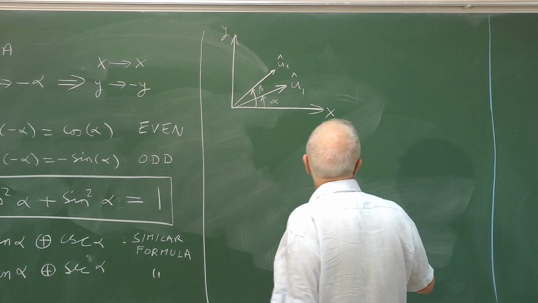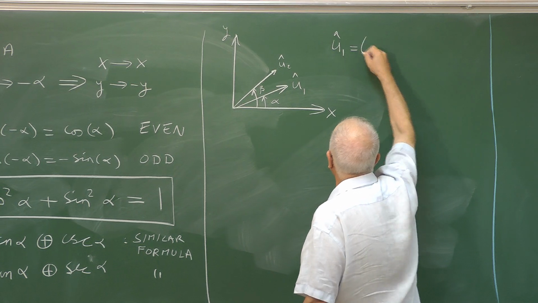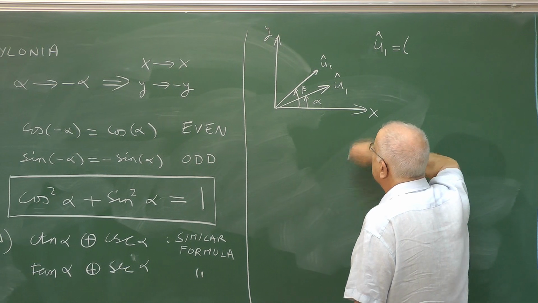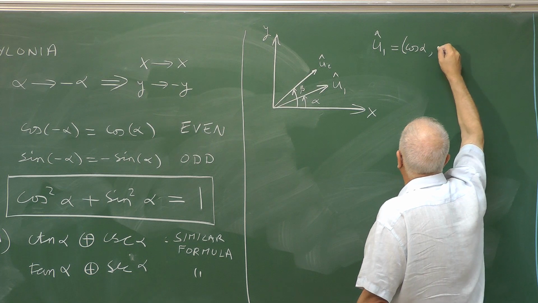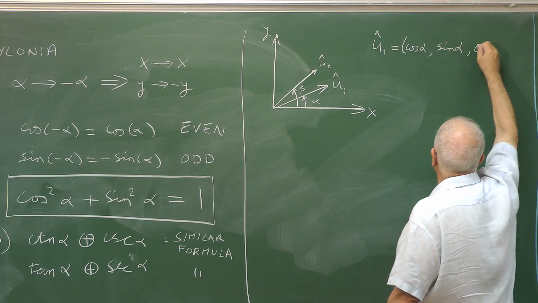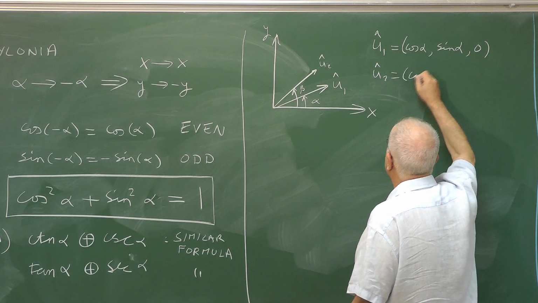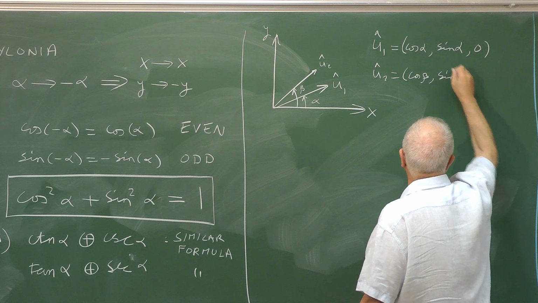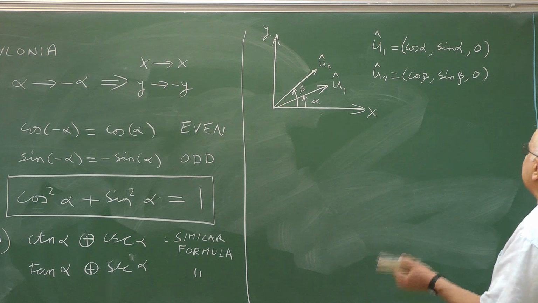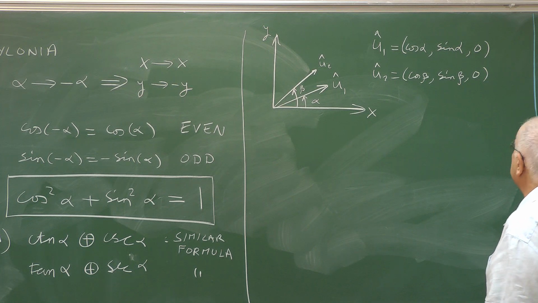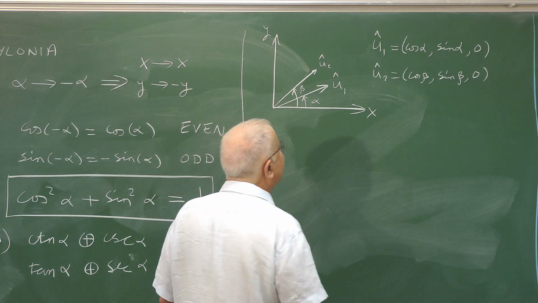Now we write u1 as its x component. Since this is a unit vector, its magnitude is 1. So it will be cos alpha, sine alpha, and no z component. u2 hat, on the other hand, will be cos beta, sine beta, no z component. Now, this is not the usual standard notation, but let me demonstrate to you that it's basically the same.